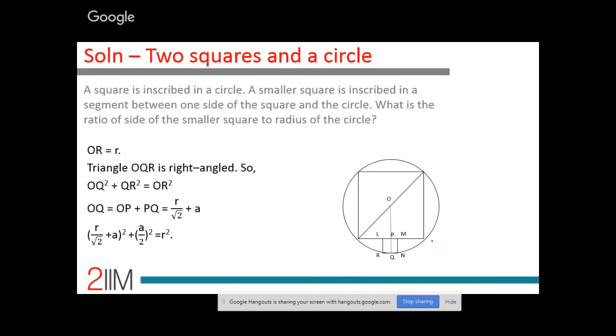We're looking at triangle OQR. OQ square plus QR square equal to OR square. So R by root 2 plus A the whole square plus A by 2 the whole square equals R square. Simplify this, we'll get something in terms of R and A. We need to find R by A or A by R, one of the two. Whatever we need to find, we can find that. So divide throughout by R square, we'll get A by R as an expression. Solve that, we are through with it.